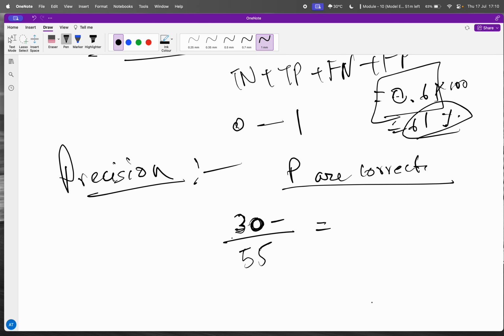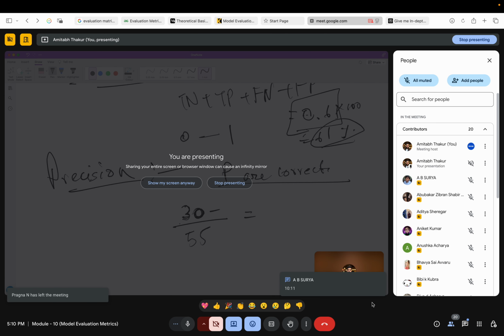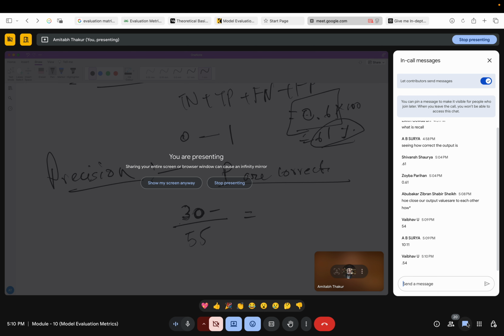Okay, I'll change the script. 10 is to 11. See, always you have to give the answer in decimal, not in fraction form, Surya. But well tried, good one. But I think that is wrong. 10 by 11 is wrong, because if you multiply 11 with 5 and 10 with 5, it will go 50 by 55. That is wrong. Okay, 0.54. Anybody else who got the output?